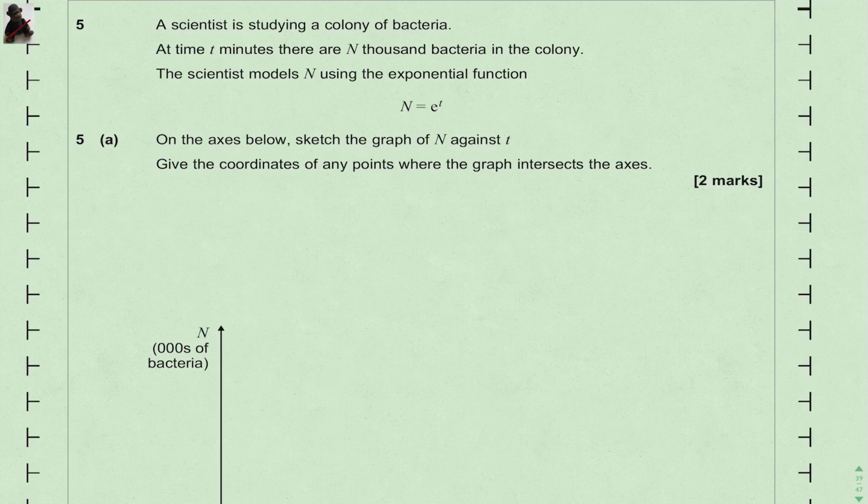Right. Question 5. A scientist is studying a colony of bacteria at time t minutes. There are n thousand bacteria in a colony. The scientist models n using an exponential function, n equals e to the power of t. So that's the exponential function. On the axis below, sketch the graph of n against t. Give the coordinates of any points where the graph intersects the axis.